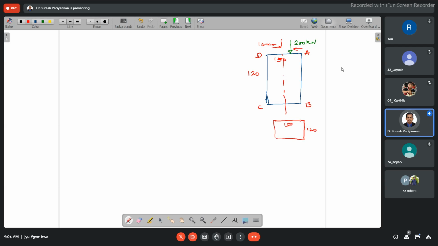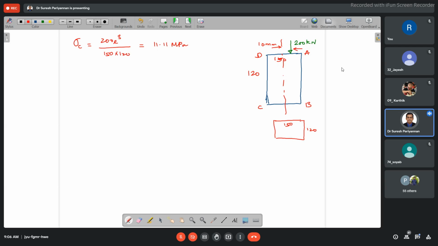Now find out the stress components. Draw the stress component along the cross section of the strut. The direct stress is nothing but sigma c, the compressive stress: 200 e power 3 divided by 150 into 120. Very simple problem. What is this stress? It is 11.11 megapascal.